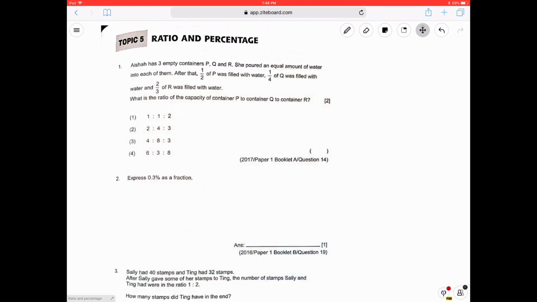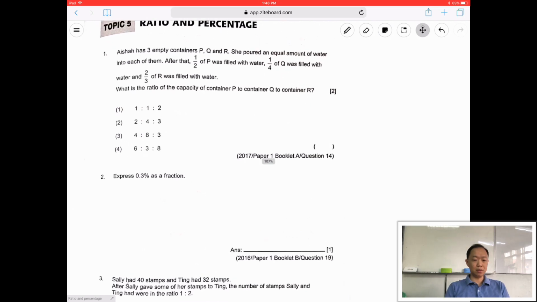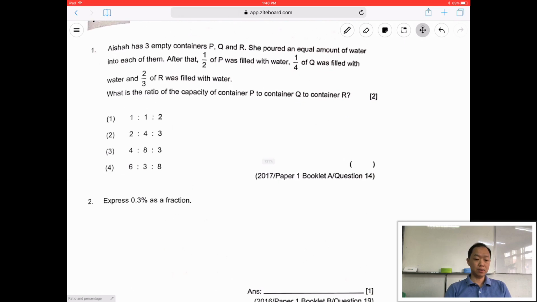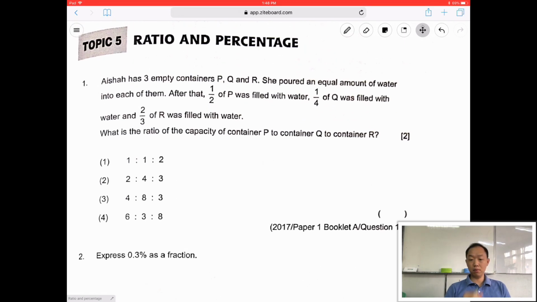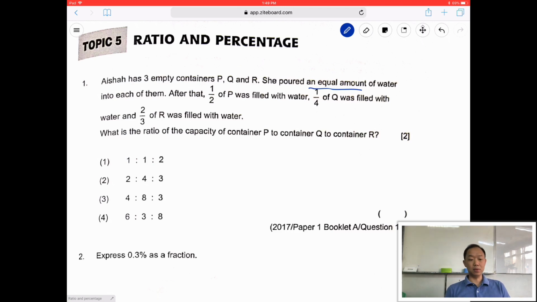Here we go. Question number 1. Aisha has 3 empty containers P, Q, R. She poured an equal amount of water. The first question is an equal concept. How do I know that? Let me zoom in so you can see. Why do I know it's an equal concept? Because she poured an equal amount of water into each of them. After that, half of P was filled, 1/4 of Q was filled, and 2/3 of R. So what I need to make equal is actually the numerator.